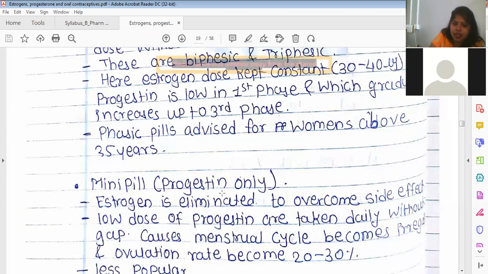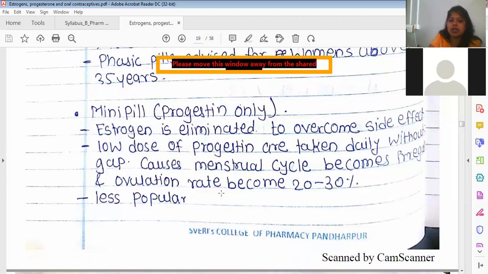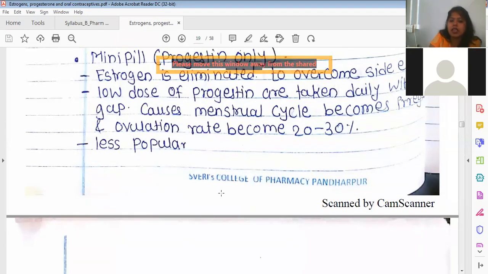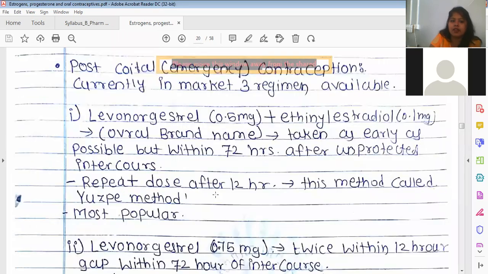Clear? The phasic pills are advised for women above 35 age. स्पेसिफिकली 35 एजच्या वरती ज्या वुमन्स आहेत तर त्यांना फेजिक पिल्स ऍडवाइज केल्या जातात. What are the mini pills? The mini pills contain only progestin. फक्त प्रोजेस्टिन डेरिव्हेटिव्ह असतो मिनी पिल्स मध्ये. Estrogen is eliminated to overcome the side effects. फक्त प्रोजेस्टिन बॉडीमध्ये गेल्यामुळे इम्बॅलन्स होतो हार्मोन्सचा and that will be problematic for bearing the pregnancy.